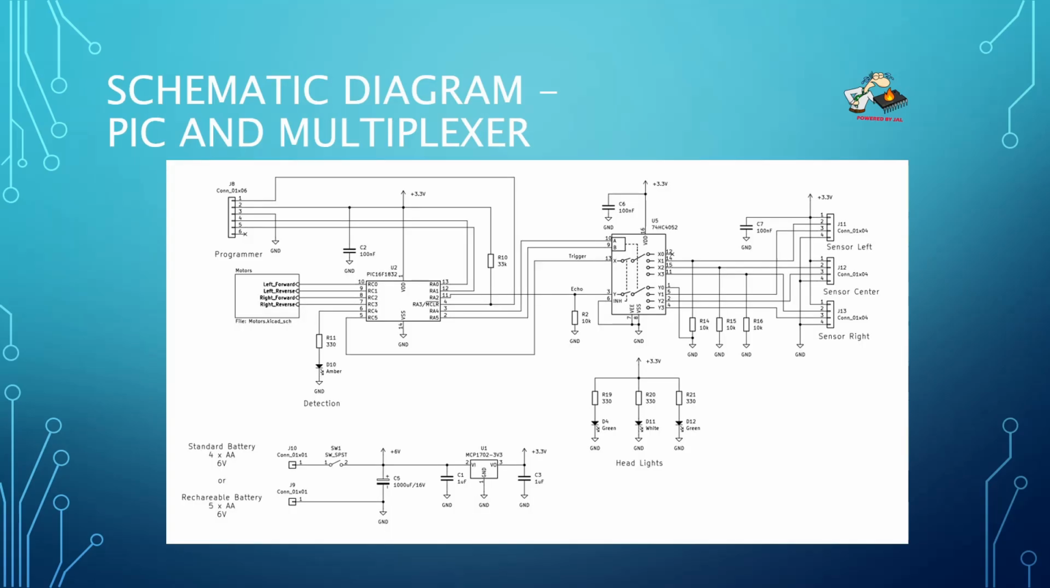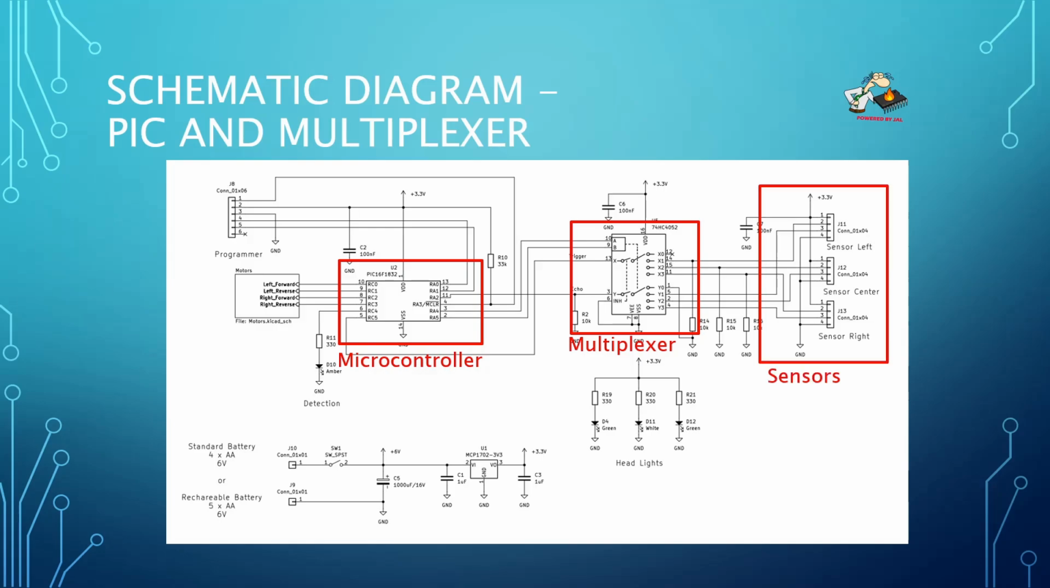So then the schematic diagram. It consists of 2 parts, the controller part and the multiplexer and the motor part on the left. It starts with, of course, the microcontroller, which does all the smart things. Then it controls the multiplexer for sending the trigger signal and returning the echo signal. And on the right you have the 3 sensors.